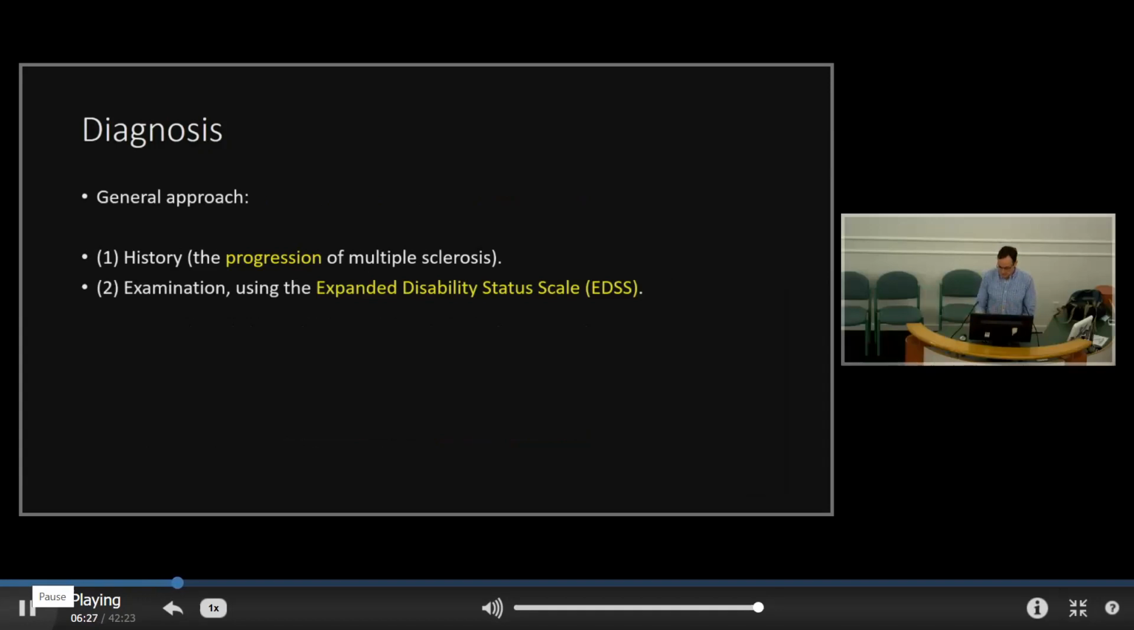And if we're following someone with MS, we use this thing called the Expanded Disability Status Scale, or EDSS, so I'll briefly go over that. And we do use investigations heavily in MS to confirm the McDonald criteria, although they are mainly clinical. The investigations can be helpful. And we have to exclude mimics always, because MS itself is very complicated and can present many ways, so there's other disorders that it can look like, and that can look like it.